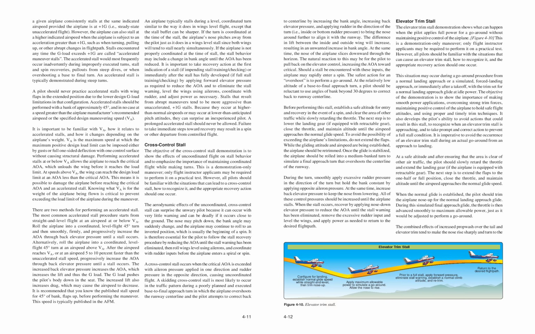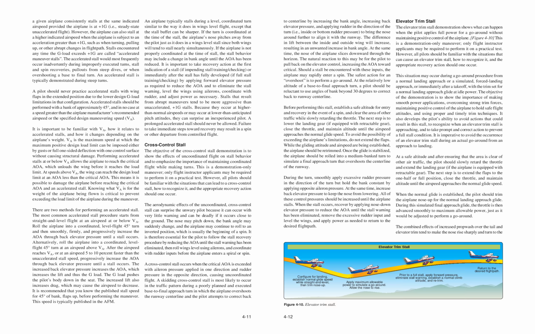Alternatively, roll the airplane into a coordinated, level flight 45 degree turn at an airspeed above VA, and after the airspeed reaches VA, or at an airspeed 5 to 10% faster than the unaccelerated stall speed, progressively increase the AOA through back elevator pressure until a stall occurs.